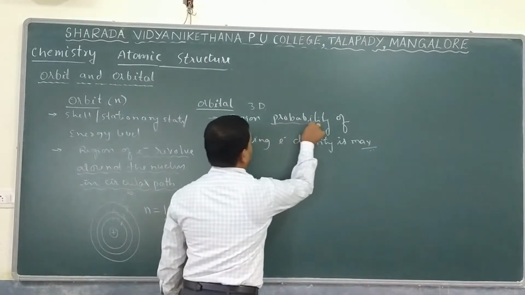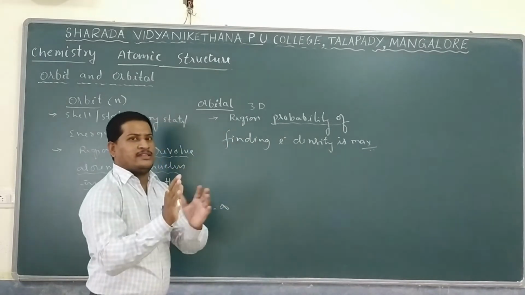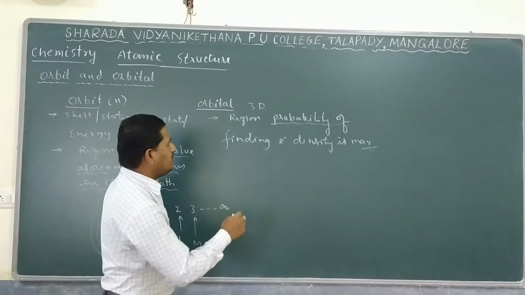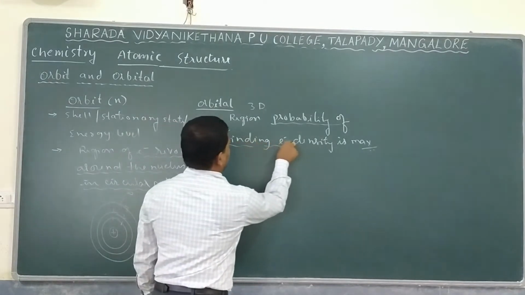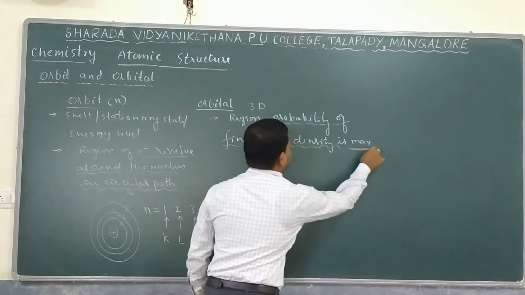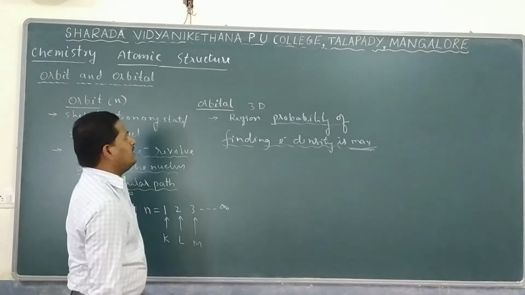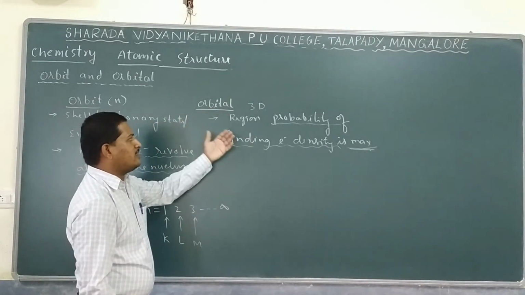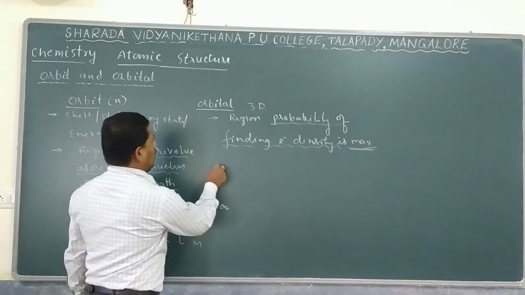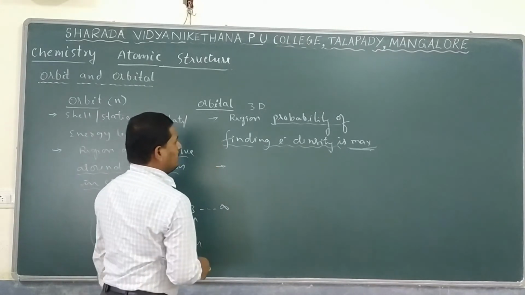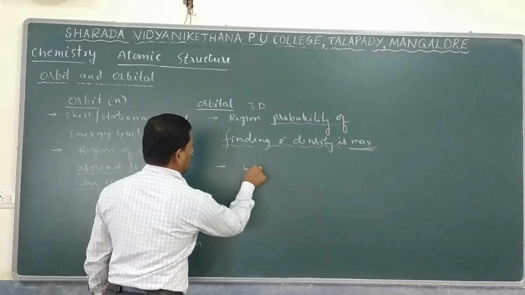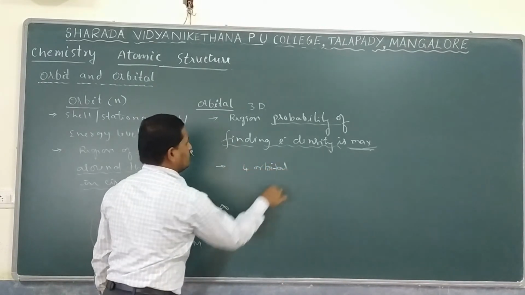What is the meaning of probability? Probable, the electron's region observed at that particular point. So the finding of electron density is found to be maximum. That tells about the orbital. So this is from quantum theory, or you can say quantum numbers. So orbitals, if you find, we have totally 4 orbitals one can find so far.